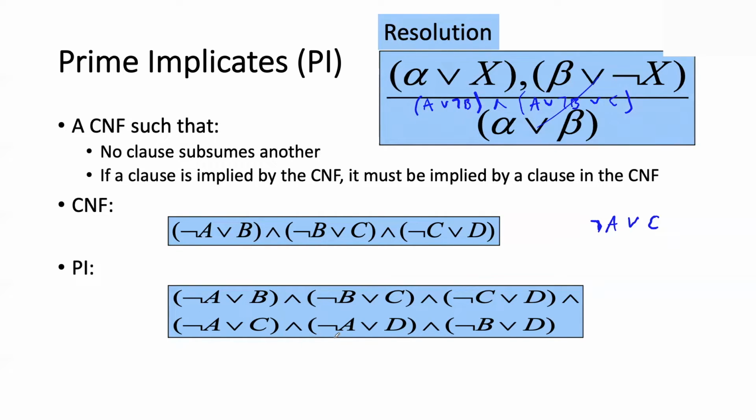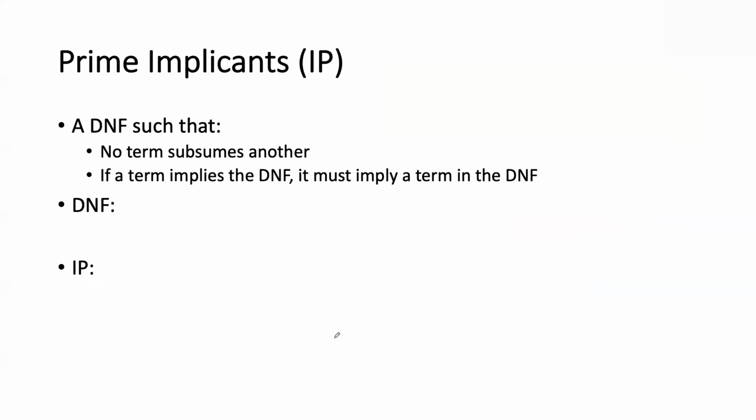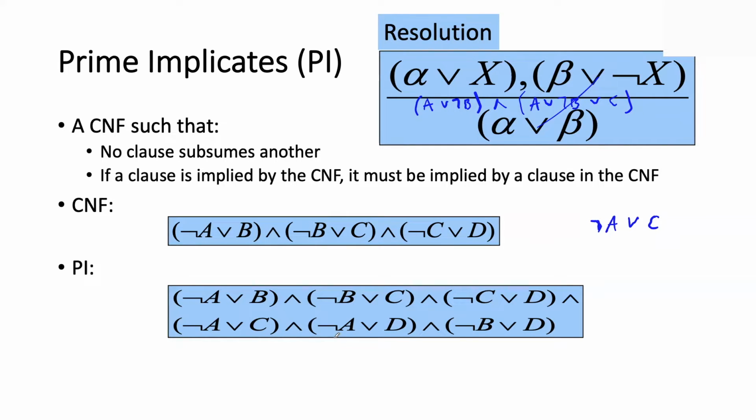Remember what resolution is. You take 2 clauses like this and you resolve over X and you get that. If you take this CNF and just keep applying resolution as much as you can, you're going to get this, and this will end up satisfying these 2 properties. You just want to make sure that you do not keep any subsumed or redundant clauses. And that's what's known as the prime implicate representation.